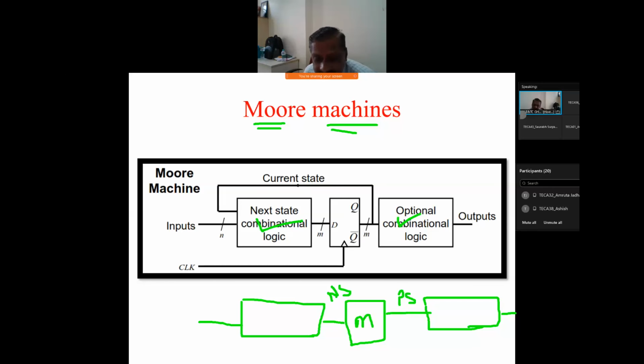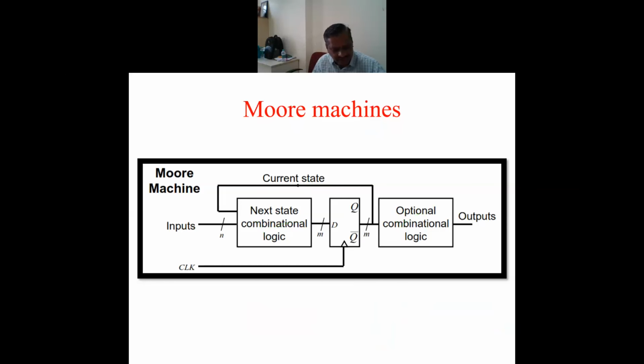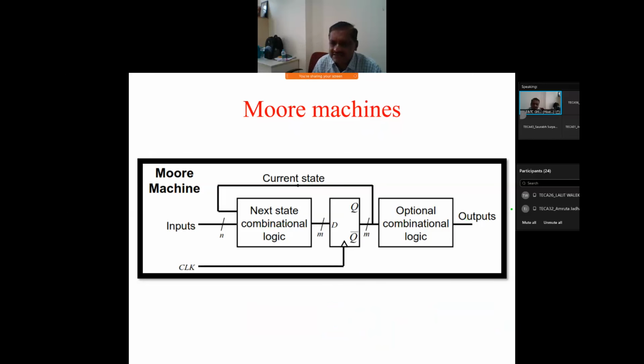Now look at the definition of the Moore machine. The Moore machine can be defined as a machine whose output depends on the present state of the machine only. It depends on the present state, that is, the output of this memory element, and maybe the part of the combinational circuit, but it depends only on this part. That's why this machine is known as a Moore machine. The definition of the Moore machine is that it is a machine whose output purely depends on the present state of the machine. That's it about the definition of the Moore machine.